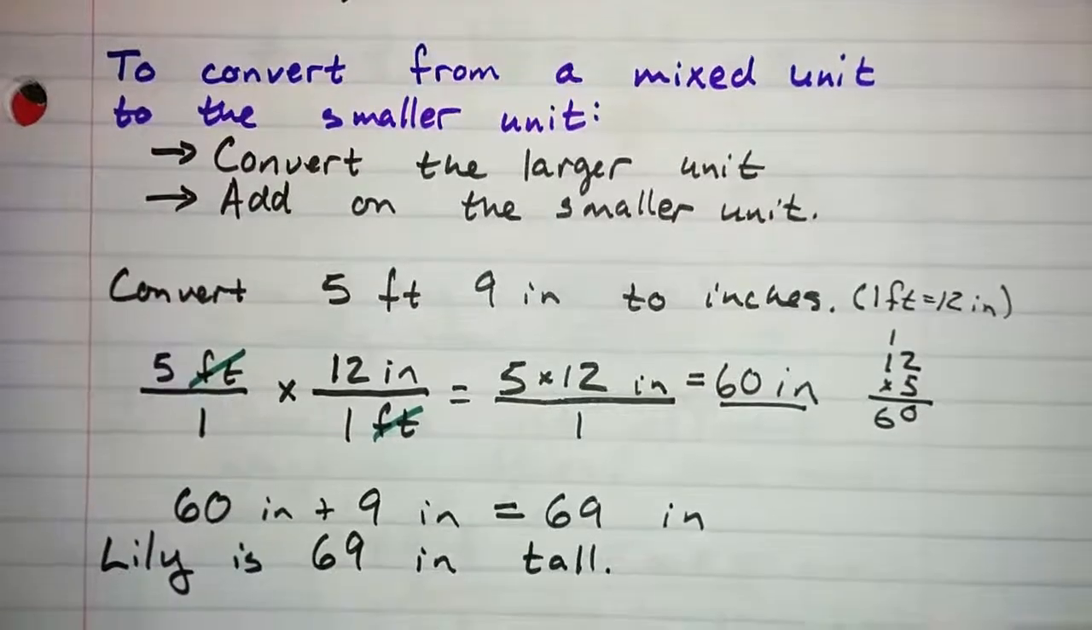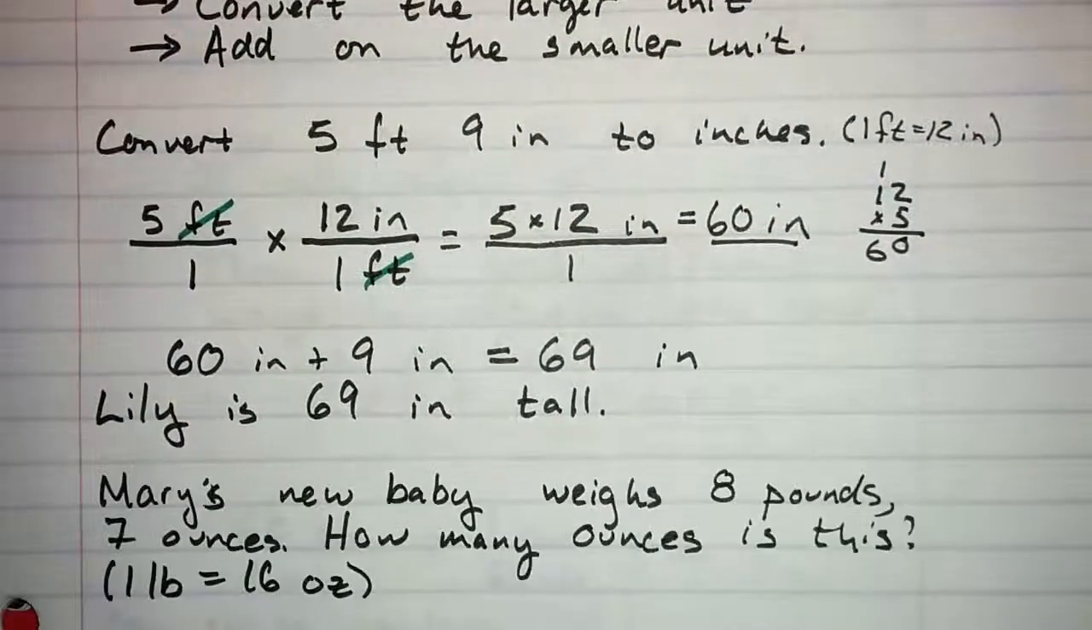I'm going to have you try one of these. Suppose Mary's new baby weighs 8 pounds 7 ounces. How many ounces is this? Noticing that 1 pound is 16 ounces. Pause the video and try this now.